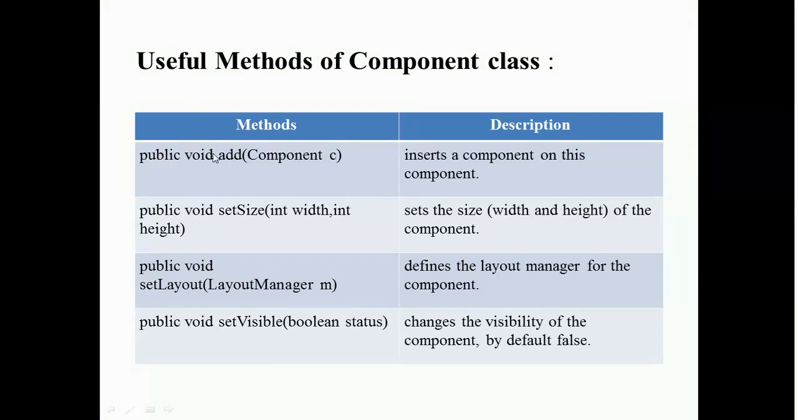The first method is add. Syntax is public void add component C. This method is used to add the component on the component window or the applet window. Second method is set size. The syntax is public void set size and the parameter is int width and int height. This method is used to set the size, that is the width and height of the component.